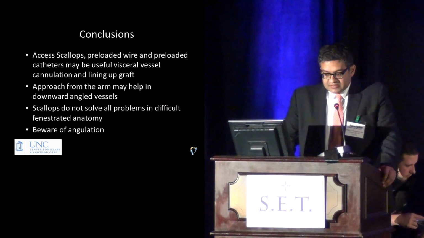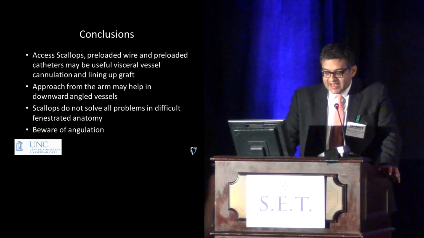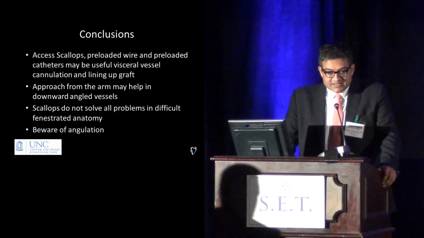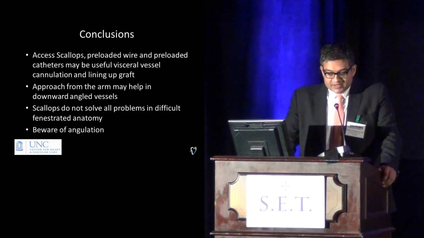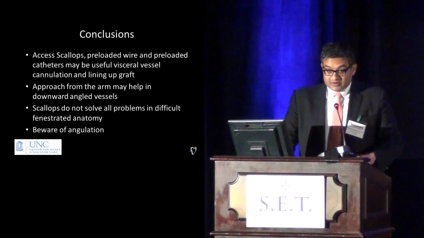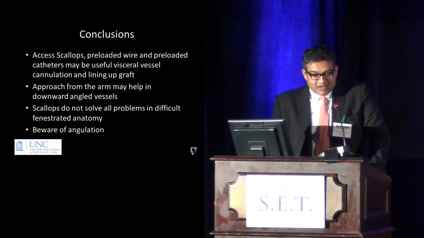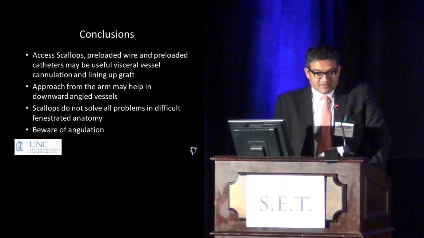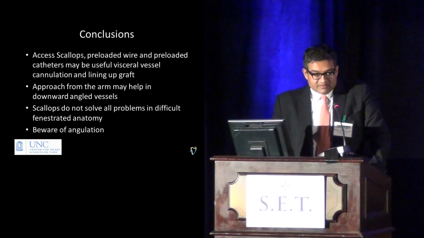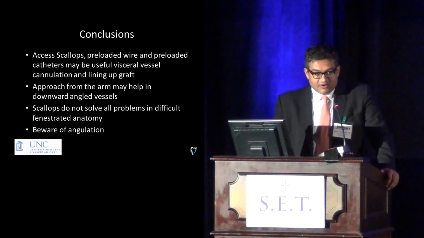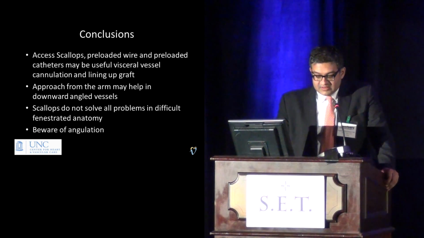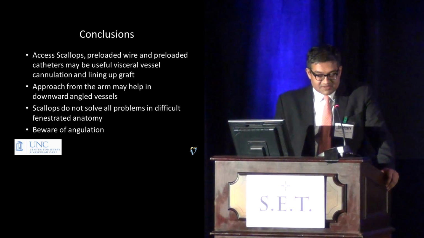So in conclusion, access scallops, preloaded wires, and preloaded catheters are useful adjuncts in treating difficult fenestrated aortic anatomy. Approach from the brachial or axillary access may help in downward angle vessels. And scallops are sort of backups, but they don't solve all problems in difficult fenestrated anatomy. Still, there are indications for different devices. Angles, especially in the visceral segment of the aorta, are difficult problems to deal with, and they should be approached with caution in these patients.